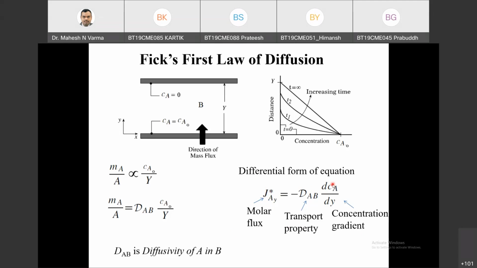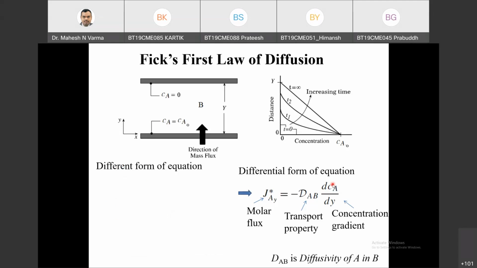Whatever the role of velocity in momentum transfer, the same role is played by concentration in mass transfer. It doesn't mean that velocity is similar to concentration, so you can replace concentration with velocity in mass transfer itself. Velocity has some different role to play in mass transfer. But what is the role of velocity in momentum transfer when we are discussing molecular flux? The same role is played by concentration in mass transfer. So, a different form of equation. So you can see JA star.